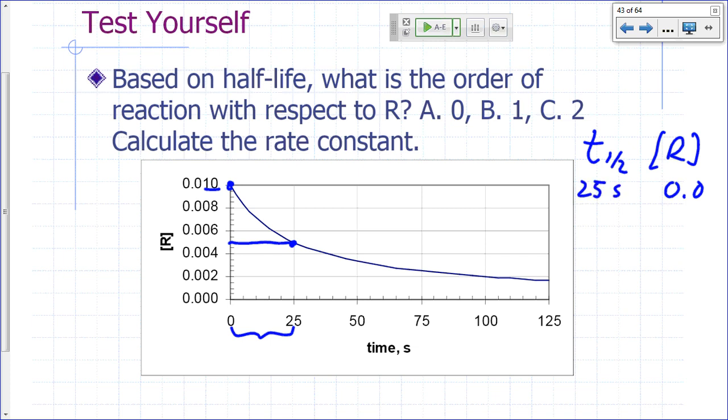Okay, now when my concentration of R is 0.05, what's half of 0.005?